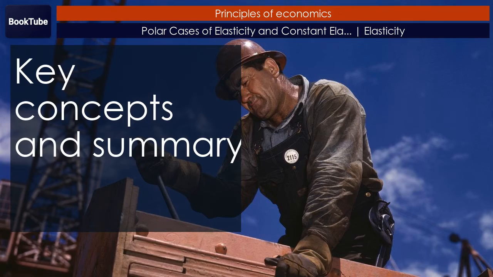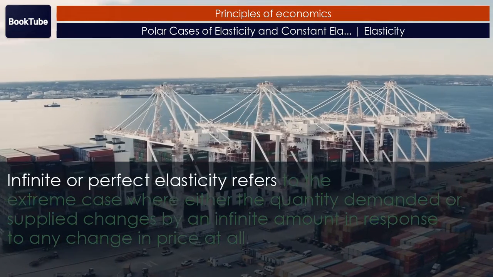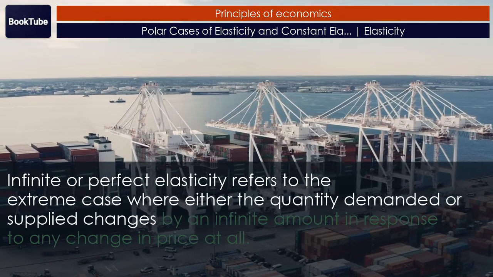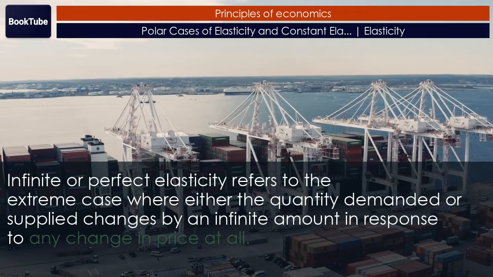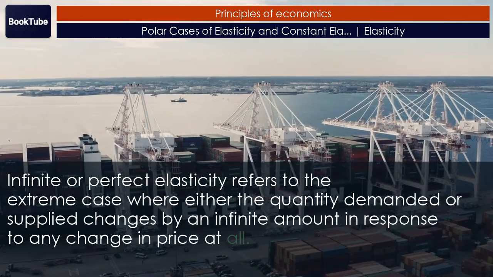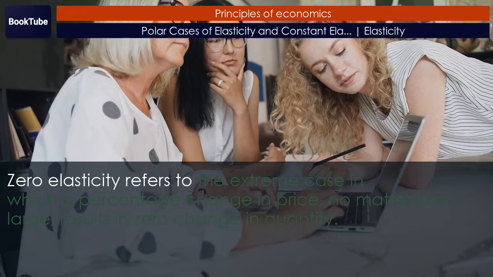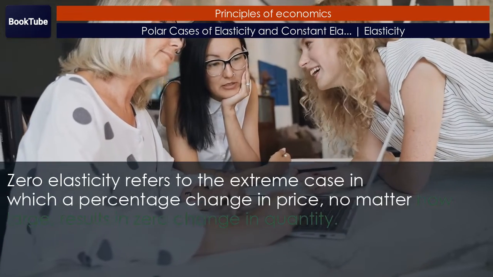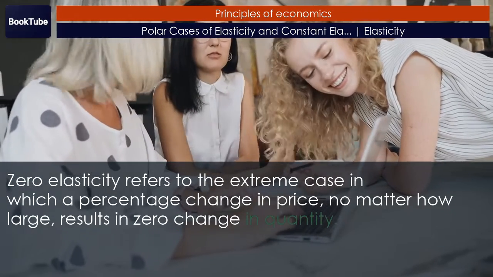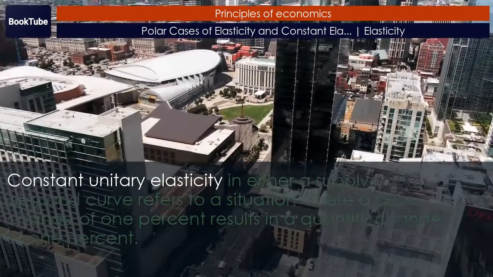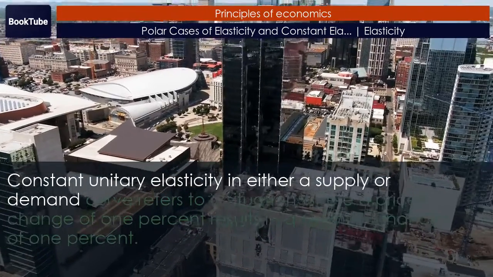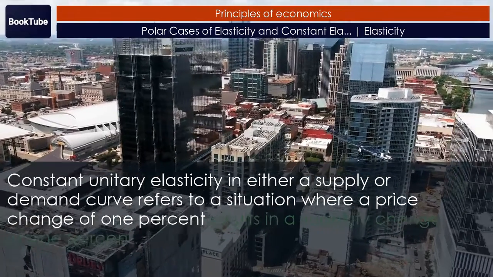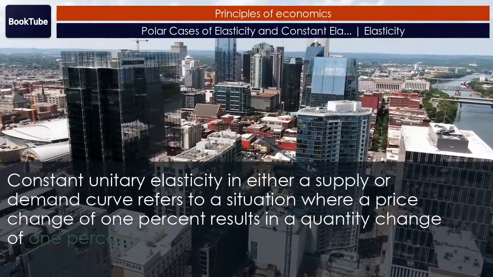Key concepts and summary. Infinite or perfect elasticity refers to the extreme case where either the quantity demanded or supplied changes by an infinite amount in response to any change in price at all. Zero elasticity refers to the extreme case in which a percentage change in price, no matter how large, results in zero change in quantity. Constant unitary elasticity in either a supply or demand curve refers to a situation where a price change of 1% results in a quantity change of 1%.